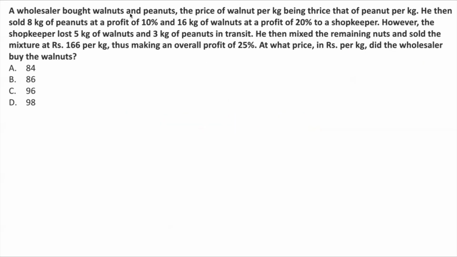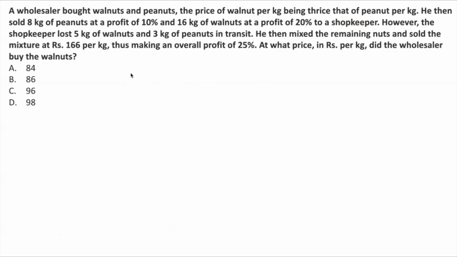Alright, so a wholesaler bought walnuts and peanuts, the price of walnut per kg being thrice that of peanut per kg. He then sold 8 kg of peanuts at a profit of 10% and 16 kg of walnuts at a profit of 20% to a shopkeeper. However, the shopkeeper lost 5 kg of walnuts and 3 kg of peanuts in transit. He then mixed the remaining nuts and sold the mixture at rupees 166 per kg, thus making an overall profit of 25%. At what price in rupees per kg did the wholesaler buy the walnuts?